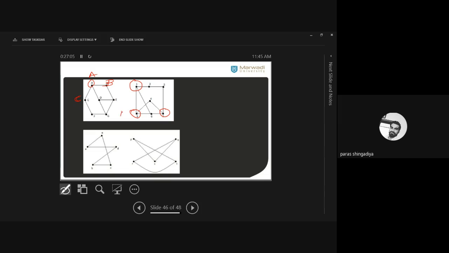If I put A dash here, then it is incorrect. Why is it incorrect? Because this vertex is connected with a vertex of degree 3, that is also degree 3 over here. Clear? Similarly, I cannot put A dash here. It is also not correct because that is adjacent with two vertices whose degree is 3. Clear? That is also not correct.